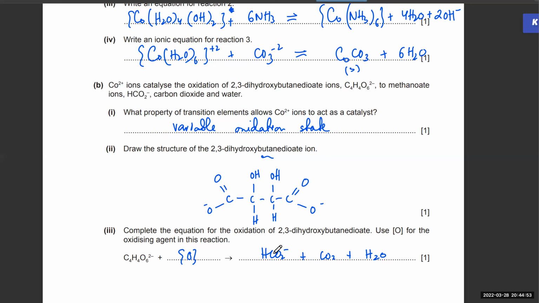So it's already given in the question. So all you have to do is balance it. Now that's going to be kind of problematic. So how do you balance this? It's as is, the first thing.